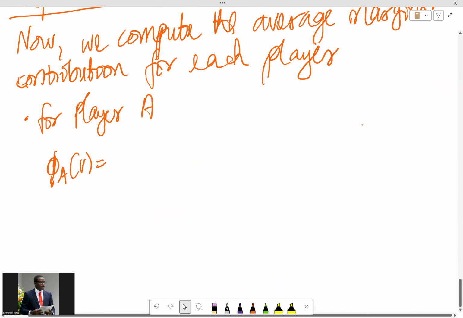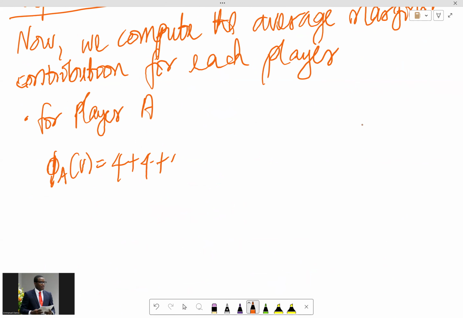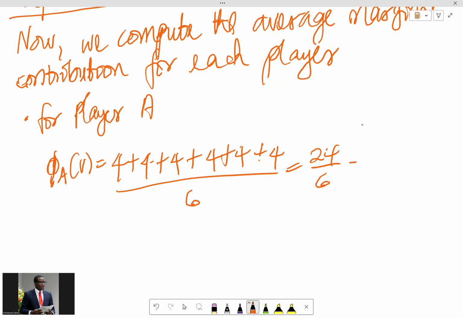So it means we simply have 4 plus 4 plus 4 plus 4 plus 4 plus 4, divided by 6. That is simply 24 divided by 6, which is simply 4. So the Shapley value for A is simply 4.